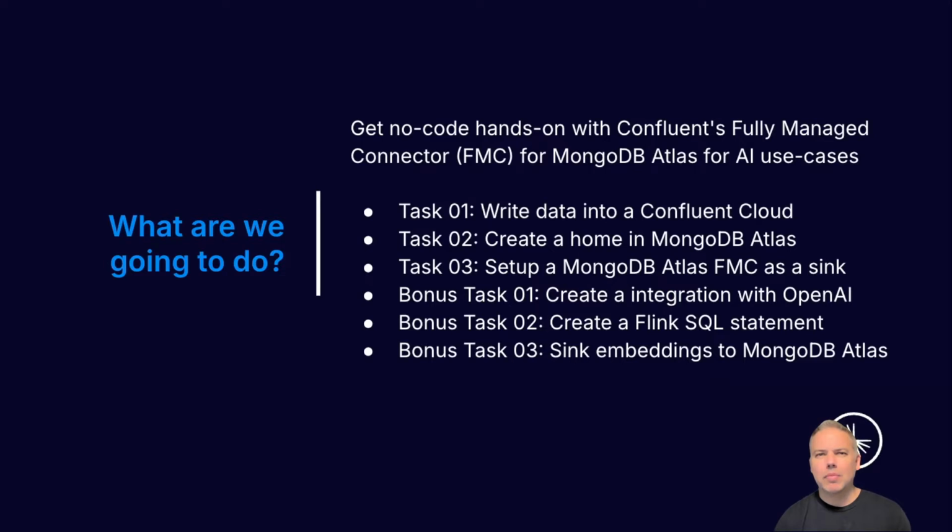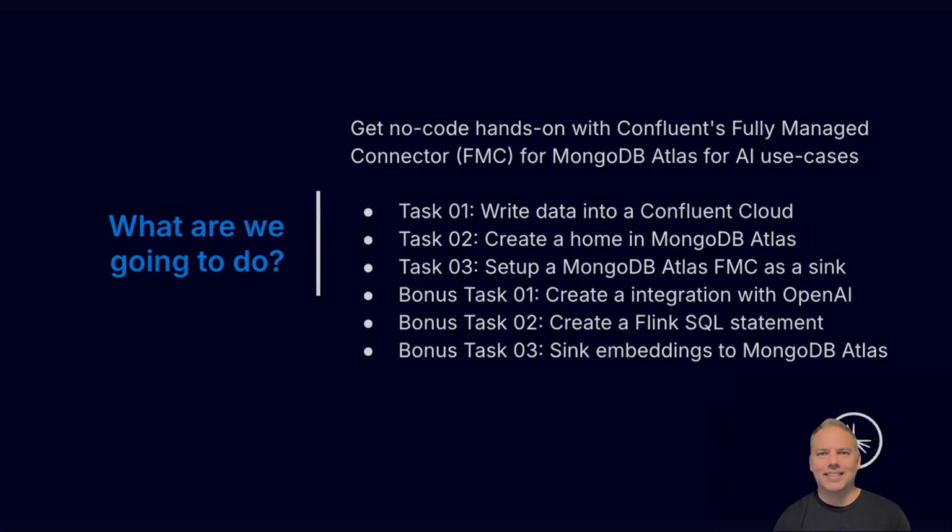And then we're going to create a Flink SQL statement to actually use that integration and create the embeddings. And by embeddings, I mean the type of embeddings that you use in a RAG architecture, retrieval augmented generation, those arrays of numbers that you generate from a large language model. And then finally, we're going to sync those embeddings, again, using a fully managed connector directly into MongoDB Atlas. So I hope you enjoy it.